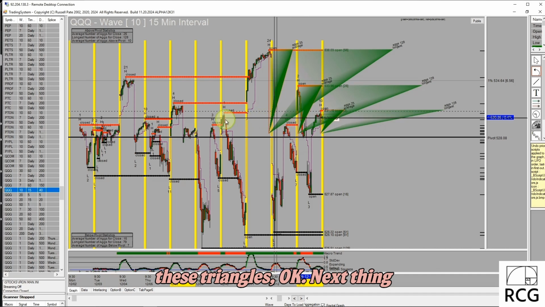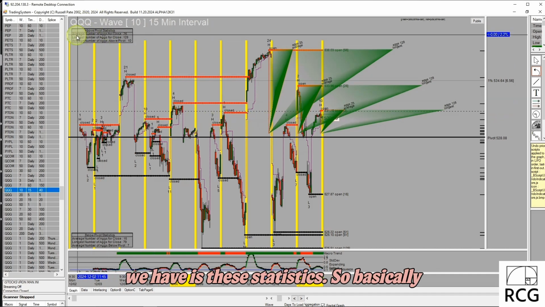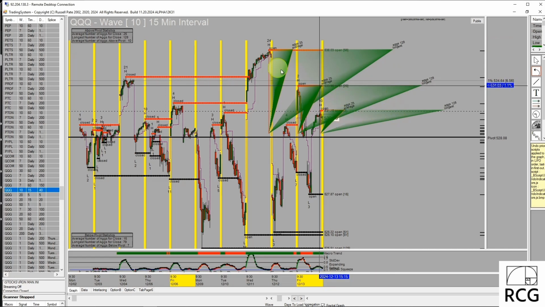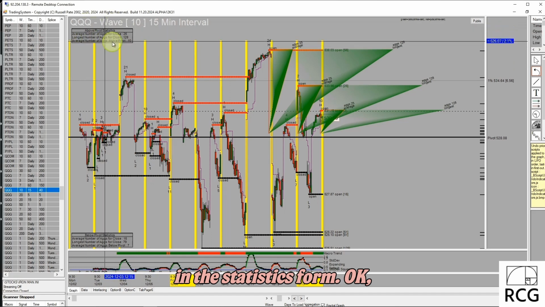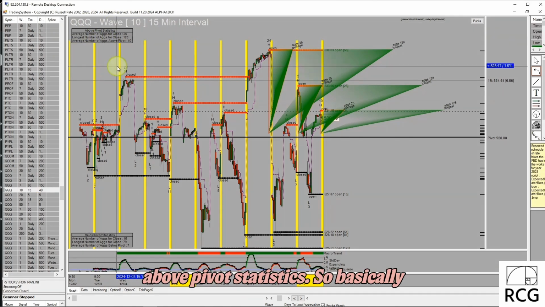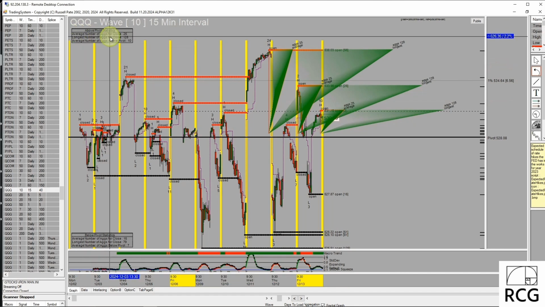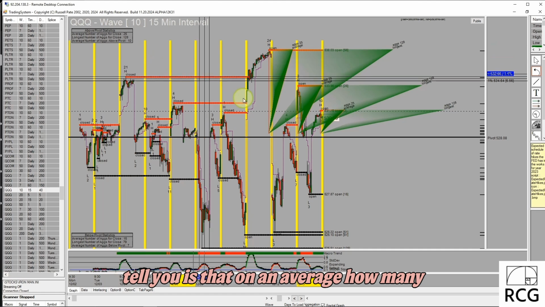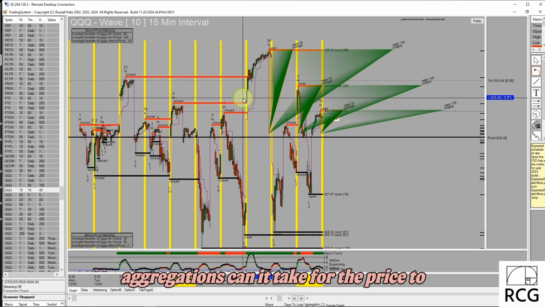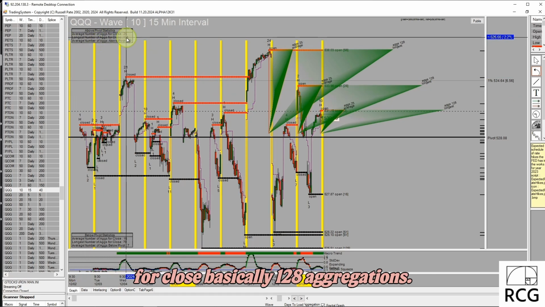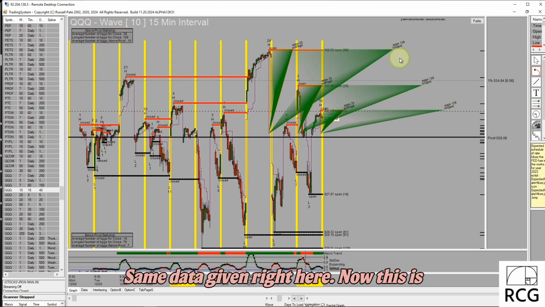Next thing we have is the statistics. It is the very same, we're just showing these triangles data in statistics form. Above pivot statistics: the average number of aggregations to close, which tells you on average how many aggregations it can take for the price to close that open state. And the same for the longest number of aggregations to close, 128 aggregations, the same data given right here.